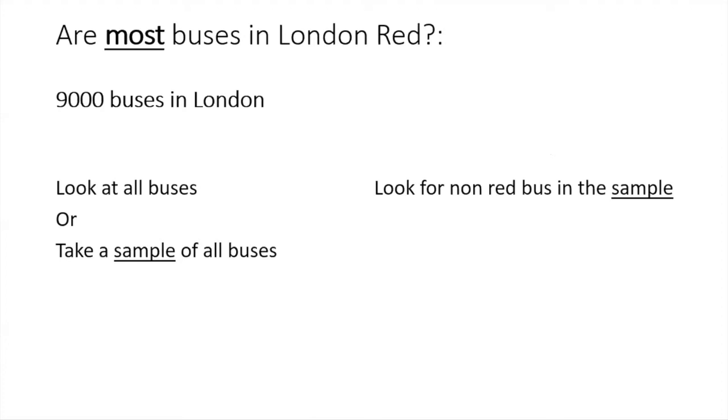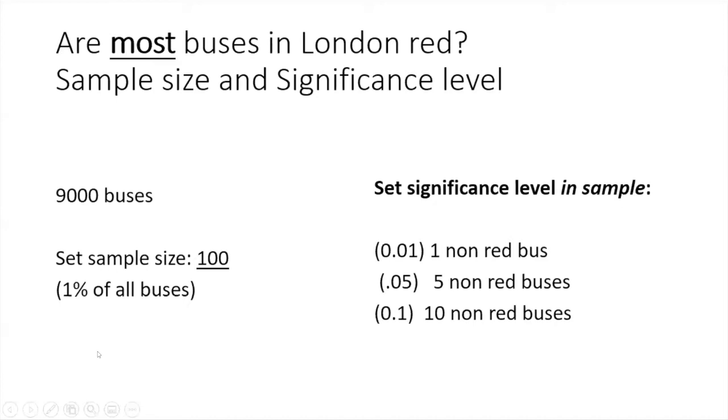Okay, so imagine there are 9,000 buses, and we take a 1% sample, which means we look at 100 buses. We now set a significance level in our samples, which means how many non-red buses do we expect to see in our sample of 100? Is it 1%, i.e. 0.01, 5%, 0.05, or 10%, 0.1? We could take any example, 50%, but these are the three classic examples that are done in research. So we would look at these.